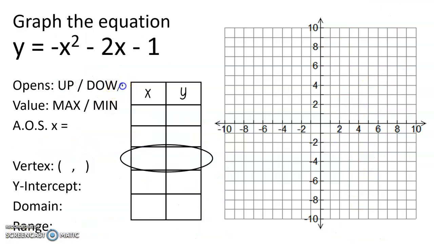Let's do another example here. Graph the equation negative x squared minus 2x minus 1. The negative, that means it's going to open down, which means it's going to have a max value. It's going to look something like that.